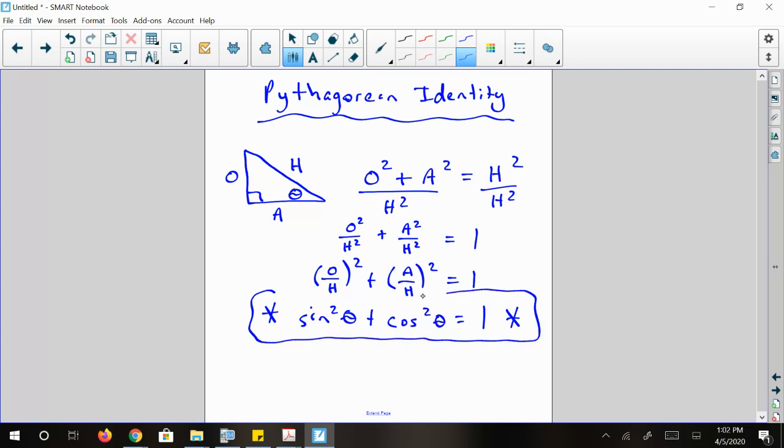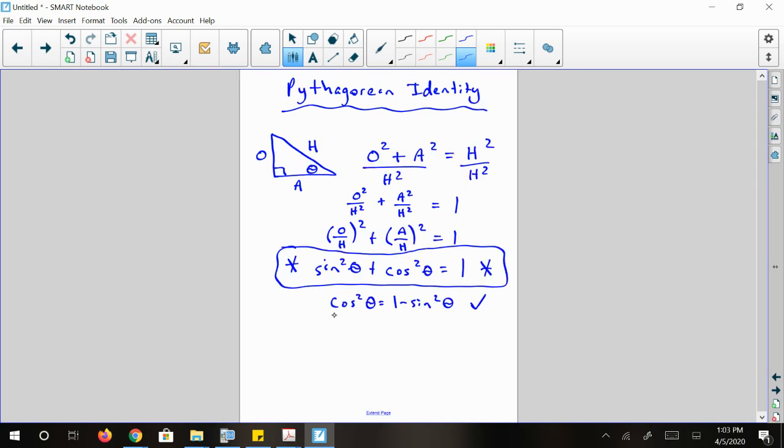Now this is all you need to know for the Pythagorean identity, although I am going to make a note here. If you know this, then you can also make this statement: cosine squared of theta equals, if I subtract sine squared of theta from both sides, 1 minus sine squared of theta. This is a good thing to know as well, because anytime I see a cosine squared, I can replace it with 1 minus sine squared of theta.